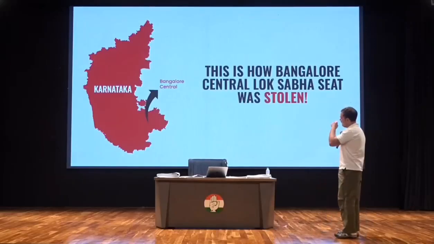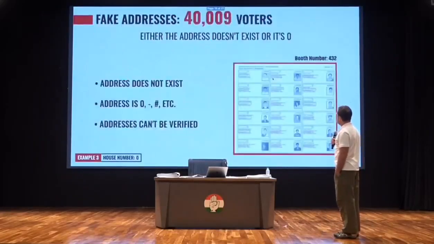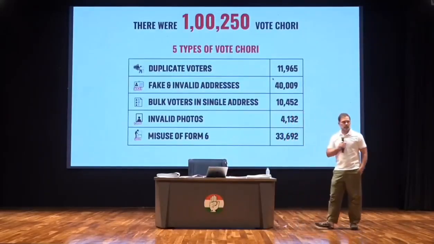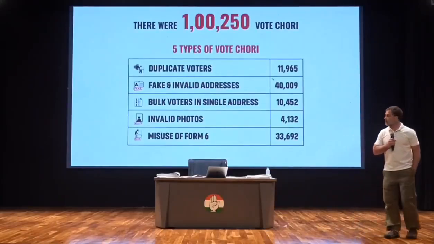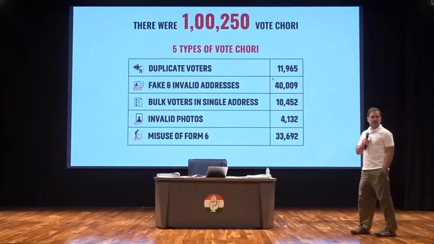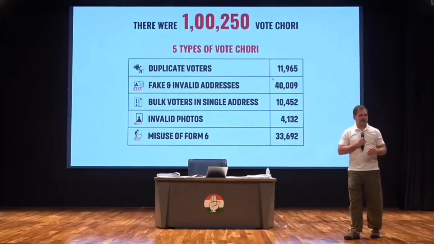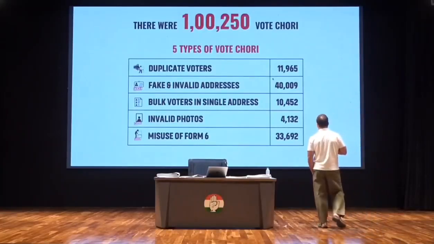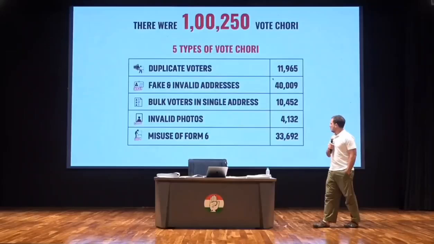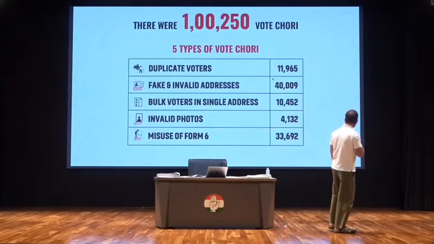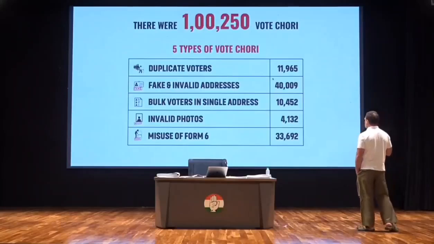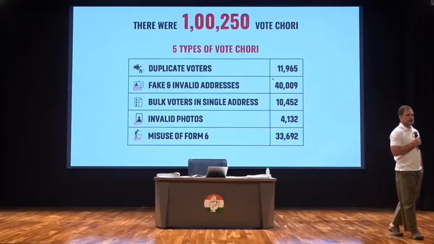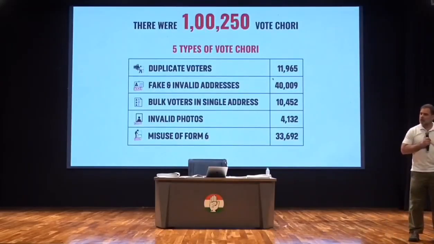Just take me back to the numbers. 1,250,000 stolen, election won in one assembly. Duplicate votes 11,965. Menu दे रहा हूं ना आपको. Dessert, starter, right? Duplicate voter 11,965. Fake and invalid addresses 40,009. Bulk voters in single address 10,452. Invalid photos 4,132. Misuse of Form 6 33,692. The reason the Election Commission does not give us data is because this is happening across the country.